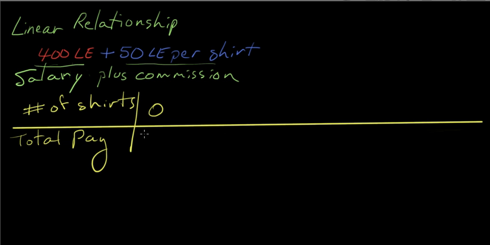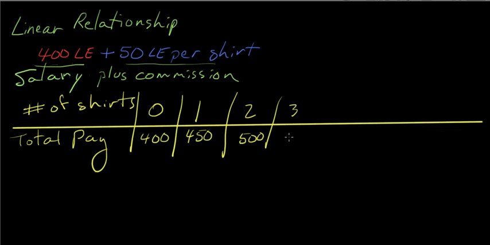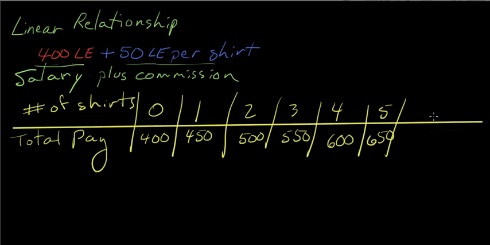So this is going to be 0. Even if you sell 0 t-shirts, you're going to make 400 LE. And 1, you're going to add 50 to that 400 LE. If you sell 2 t-shirts, you're going to make 500 LE. And 3 t-shirts, 550, and 4, 600, and 5, 650, and finally 6 t-shirts, you're going to make 700 LE.